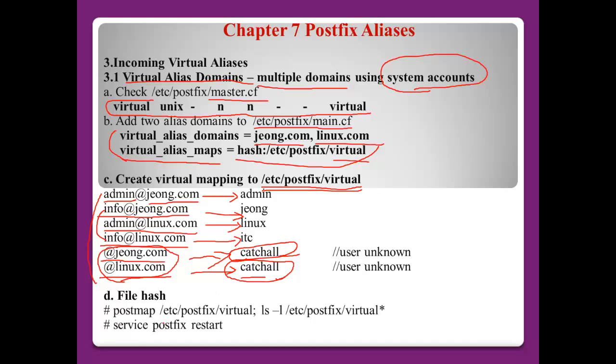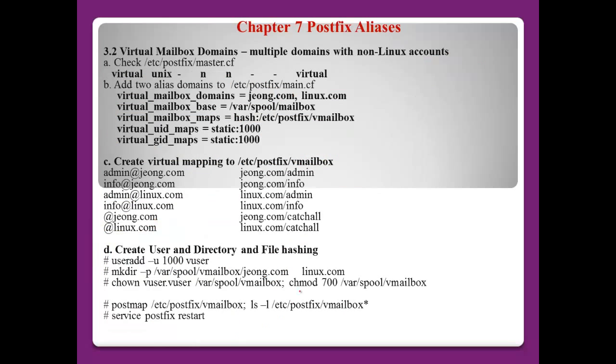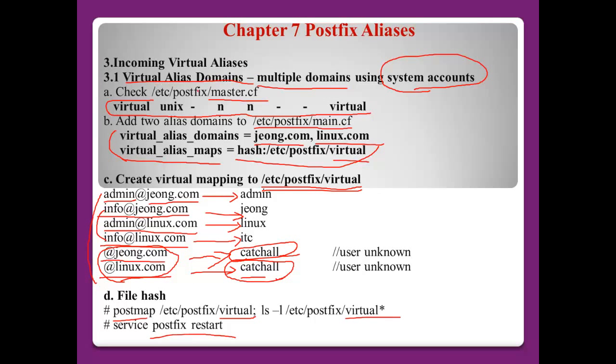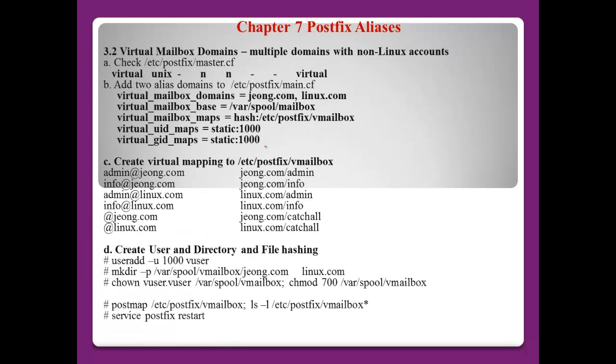And after that, we have to create the hash file using this command, postmap virtual, and after that, we have to check virtual and virtual.db and restart the Postfix mail server. And the second is virtual mailbox domains. Here, it is similar to virtual alias domains, but only this one is different, using non-Linux accounts.